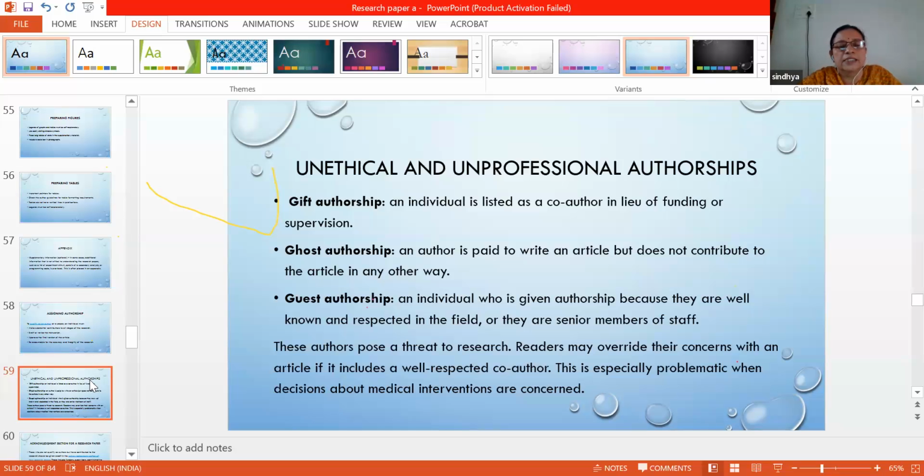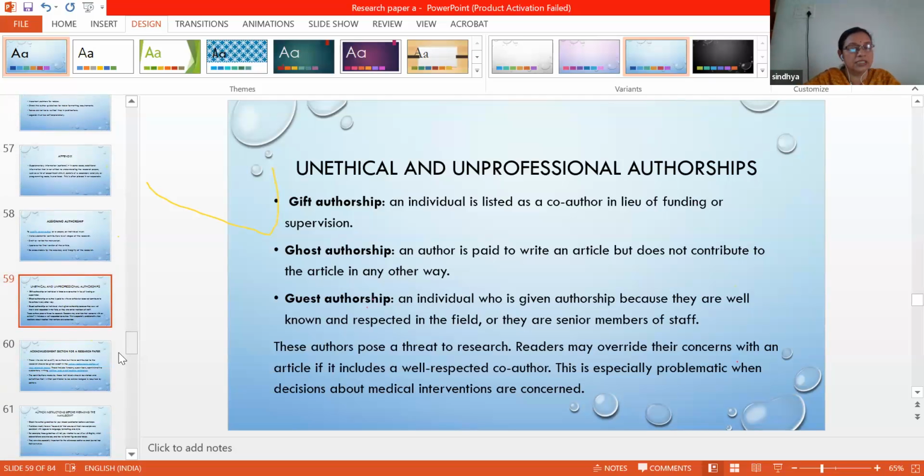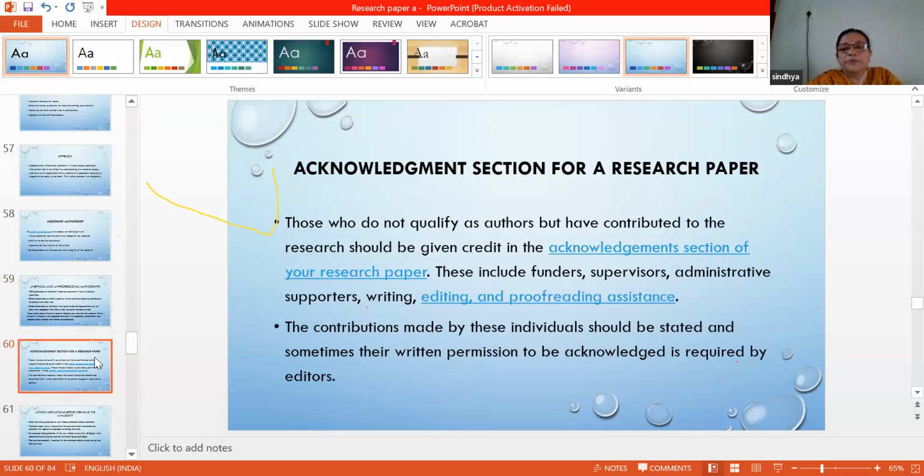And the third category is guest authorship: an individual who is given authorship because they are well known and respected in the field, or they are senior members of the staff. So for guest authorship, to get their favor, we include some respectable persons in the list of authors. So that kind of authorship is also unethical. So these kinds of authorship are unprofessional and unethical. So try to avoid these kinds of authorship, whether you are a guide or a researcher.